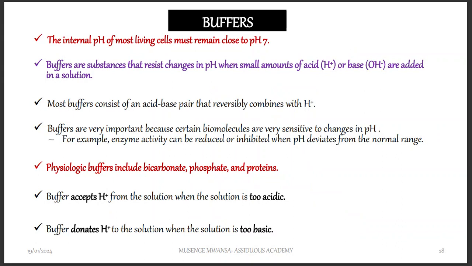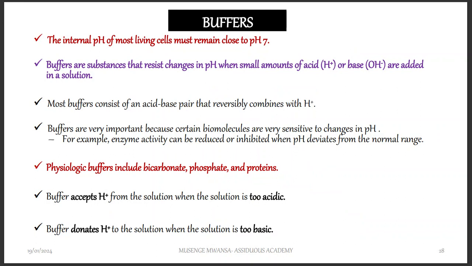Most of the enzymes in living cells will maintain a pH of 7. Most of the operations in the cell are between the pH of 6 and 8. That is like 7 average. So any fluctuation, any change in pH will affect those enzymes.